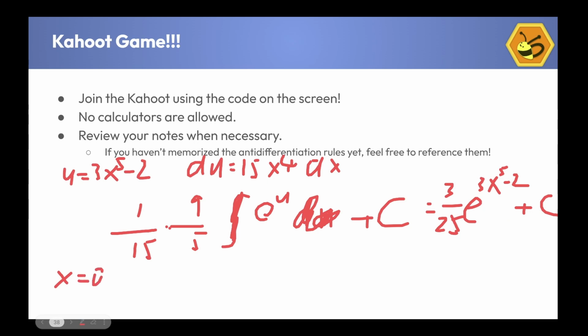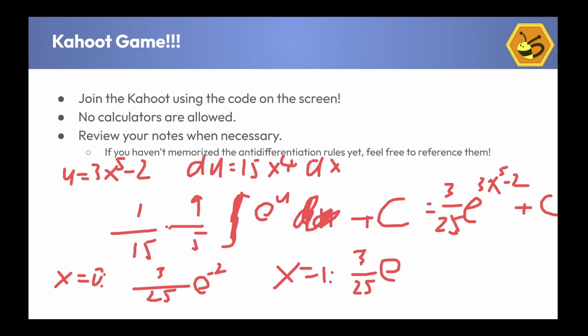When x equals 0, we have e to the power of negative 2. When x equals 1, we have 3/25 e to the power of 1, so just this. In the options, the answer should be the difference between those, so basically e minus e to the power of negative 2. That's why the answer is in the form of 3/25 e to the power of negative 2, and then e to the power of 3 minus 1. This is because this is equal to e, and this is equal to e to the power of negative 2.